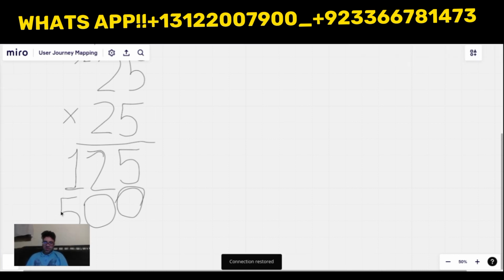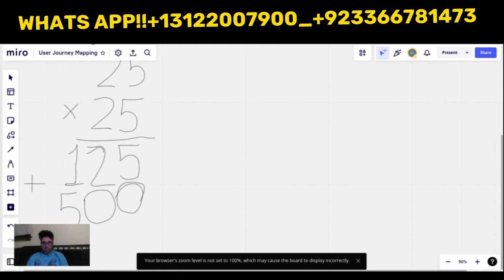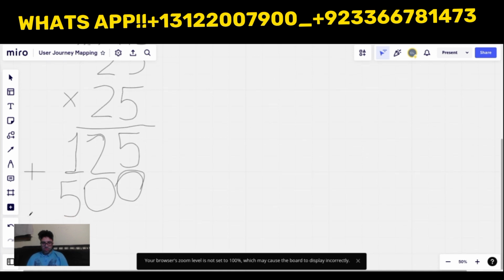So now that I have this answer right here, 500, for multiplying the 2 in the tens place by the 5 in the ones place and the 2 in the tens place here. And now I also have this answer 125 for multiplying the 5 in the ones place here and the 2 in the tens place here. Now I can add both of these products together in order to get the complete answer. So let me just put a plus symbol right here and also draw a small line right here.